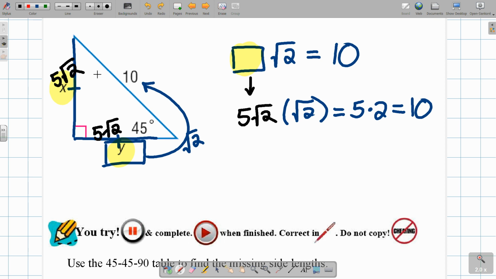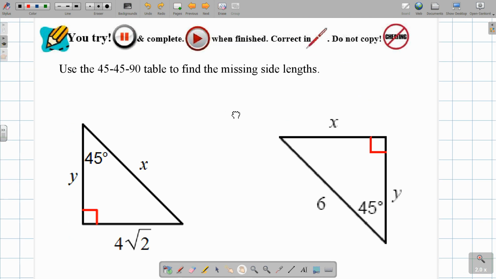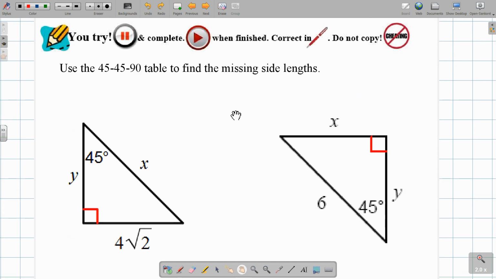45, 45, 90, leg, leg, leg, root 2. Use this pattern for the 45, 45, 90 triangle. Solve for both of these. You're not using Pythagorean theorem. You're using this table. Why? Because it is a special right triangle, the 45, 45, 90 table. Pause the video, do your own work, then correct. Pause.